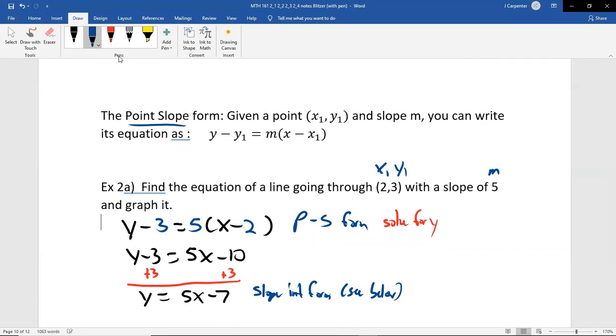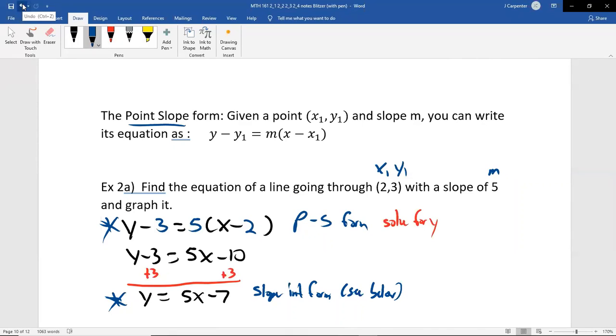I'm not going to talk about what the 5 and the negative 7 represent yet, but I'm just going to say that if you solve it for y, you're in slope-intercept form. So generally what you do is you start in this format, and then you solve it for y. So in your homework, in your test, this would be one of the answers, and this would be one of the answers, and you got to make sure you put them in the right spots. If you swap them, they're wrong.